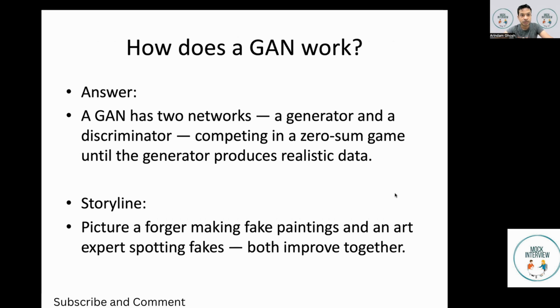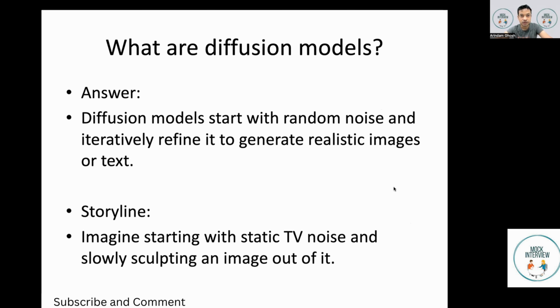Let's move to the next question. How does a GAN work? Answer: a GAN has two networks, a generator and a discriminator, competing in a zero-sum game until the generator produces realistic data. Storyline: picture a forger making fake paintings and an art expert spotting fakes. Both improve together.